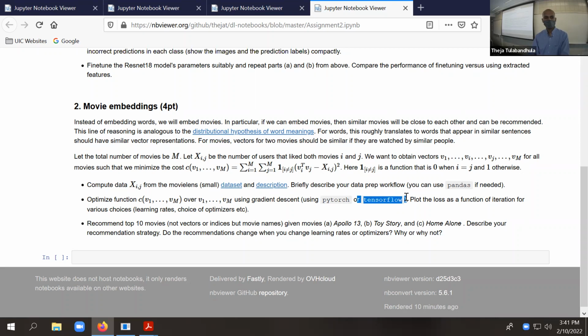Here I say torch or TensorFlow, but it's up to you. The majority of examples in the class are torch based, so if you prefer torch, that's fine.